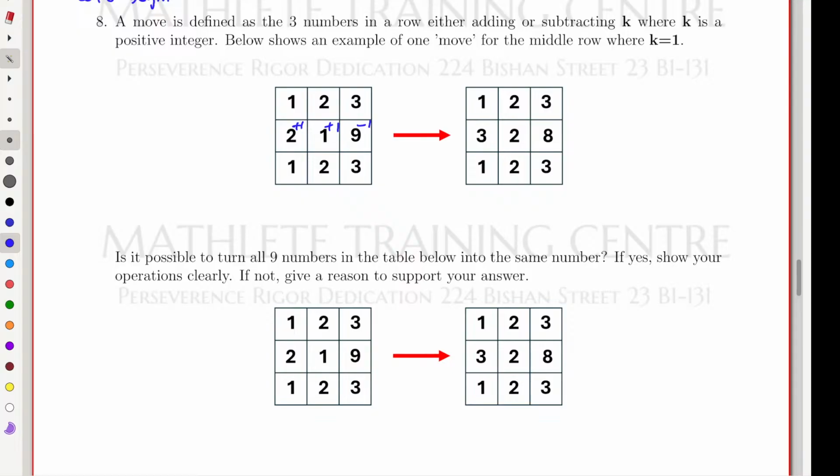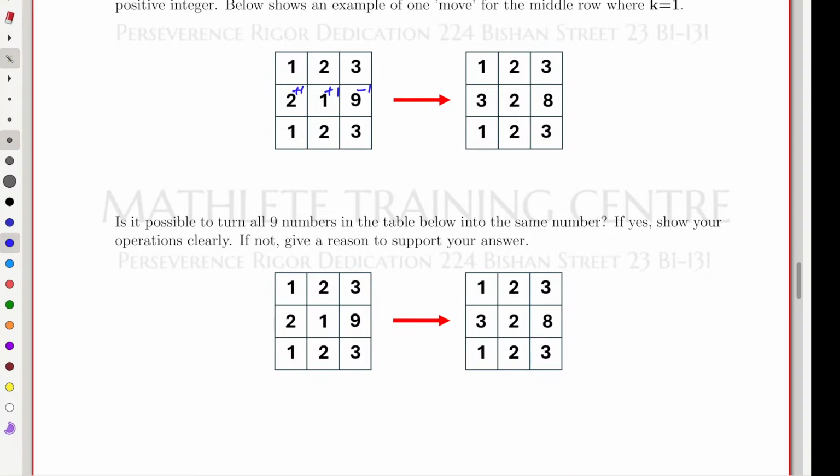Now, is it possible to turn all nine numbers in the table below into the same number if you show operations clearly, and if not, give a reason to support your answer? So whenever these kinds of questions are being asked, 95% of the time the answer is going to be a no, because if you actually try to turn all nine numbers the same number, it will be very, very tedious, right? So the answer should be a no. But the thing becomes, how can we show that this will be a no? How does that work?